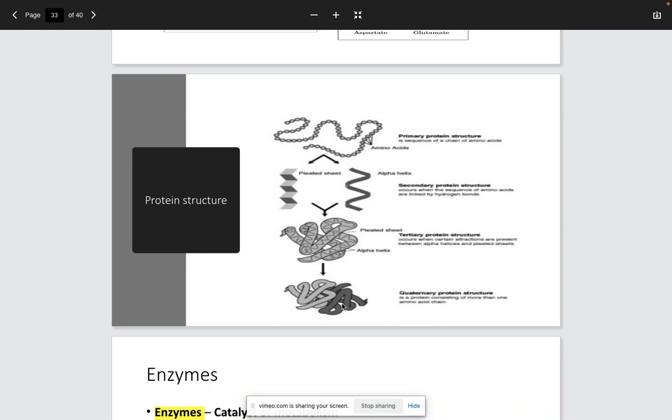Quaternary is just going to be association with more than one polypeptide. You can see here by the darker gray and the lighter gray shaded area, there's more than one amino acid chain present.